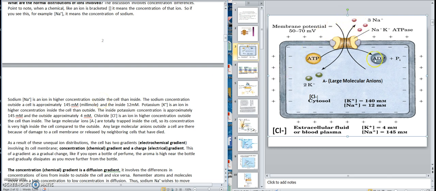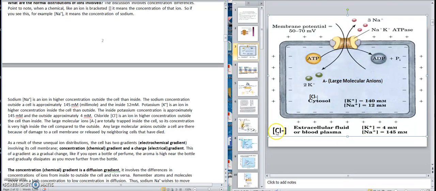Sodium is an ion in higher concentration outside the cell than inside. Sodium, in other words, has 145 millimole. Remember moles? This is millimole outside, and inside 12. So higher concentration outside than inside. Potassium is an ion that has higher concentration inside a cell than outside. See this, 140 to 4.